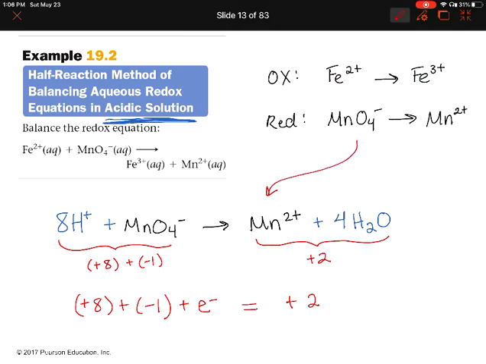Okay, so now if we rearrange and add and subtract and do whatever we need, the number of electrons will equal plus 2 minus 7. So that is negative 5. So that means we need 5 electrons on the left-hand side. So we're going to add 5 electrons. And that's going to balance the charge on both sides of the arrow.